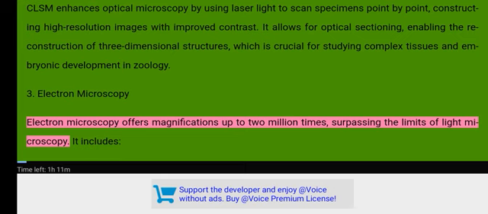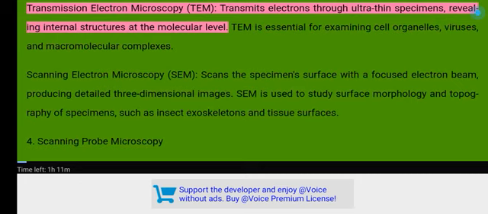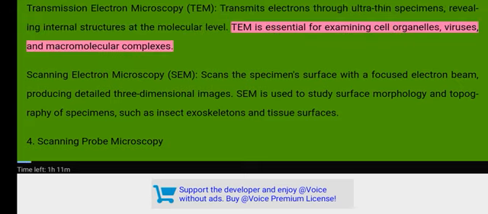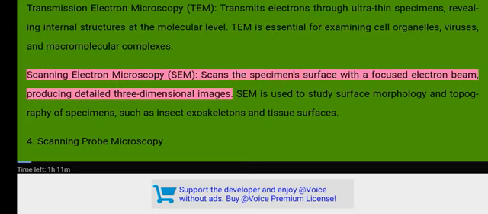3. Electron microscopy. Electron microscopy offers magnifications up to 2 million times, surpassing the limits of light microscopy. It includes transmission electron microscopy. TEM transmits electrons through ultra-thin specimens, revealing internal structures at the molecular level. TEM is essential for examining cell organelles, viruses, and macromolecular complexes.